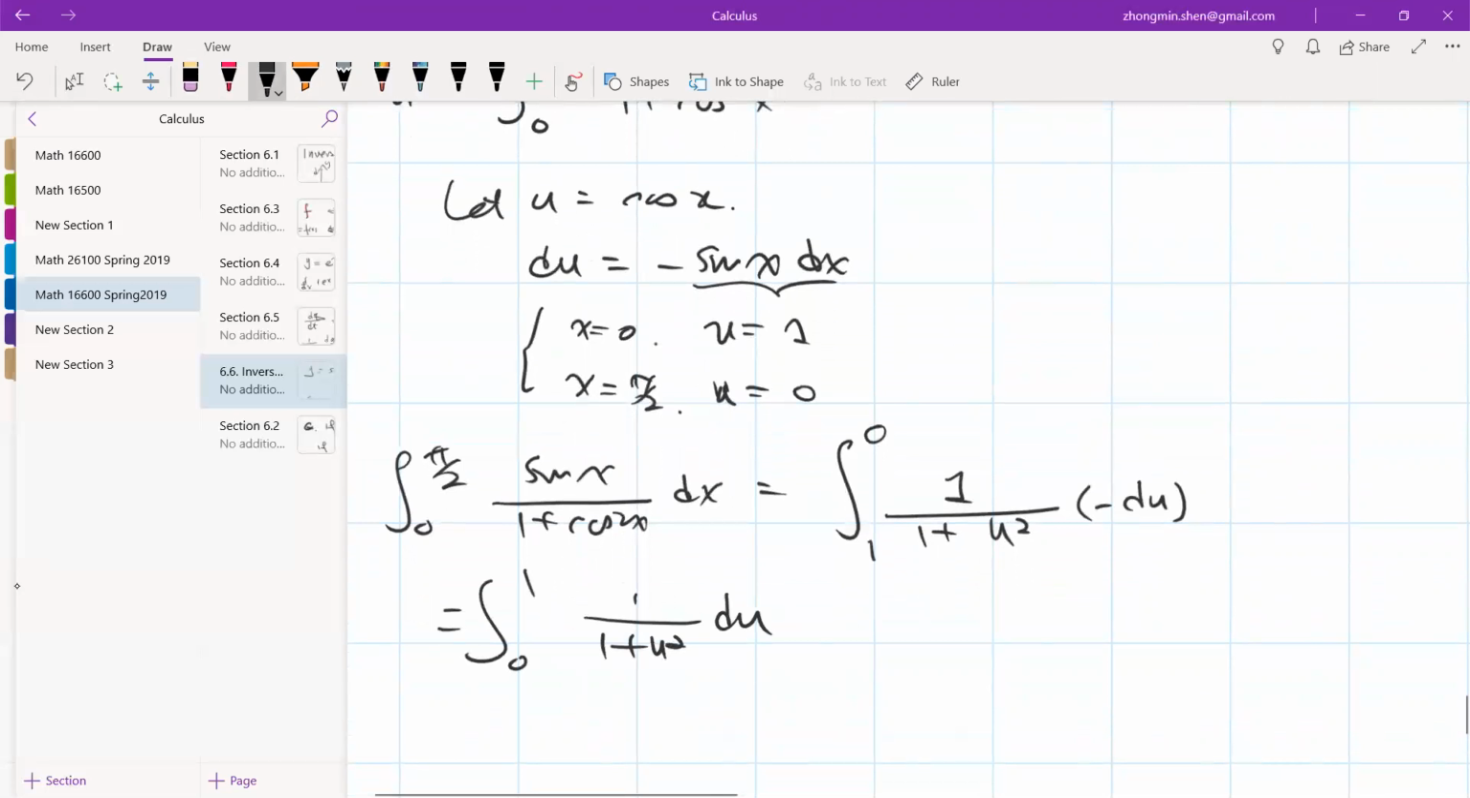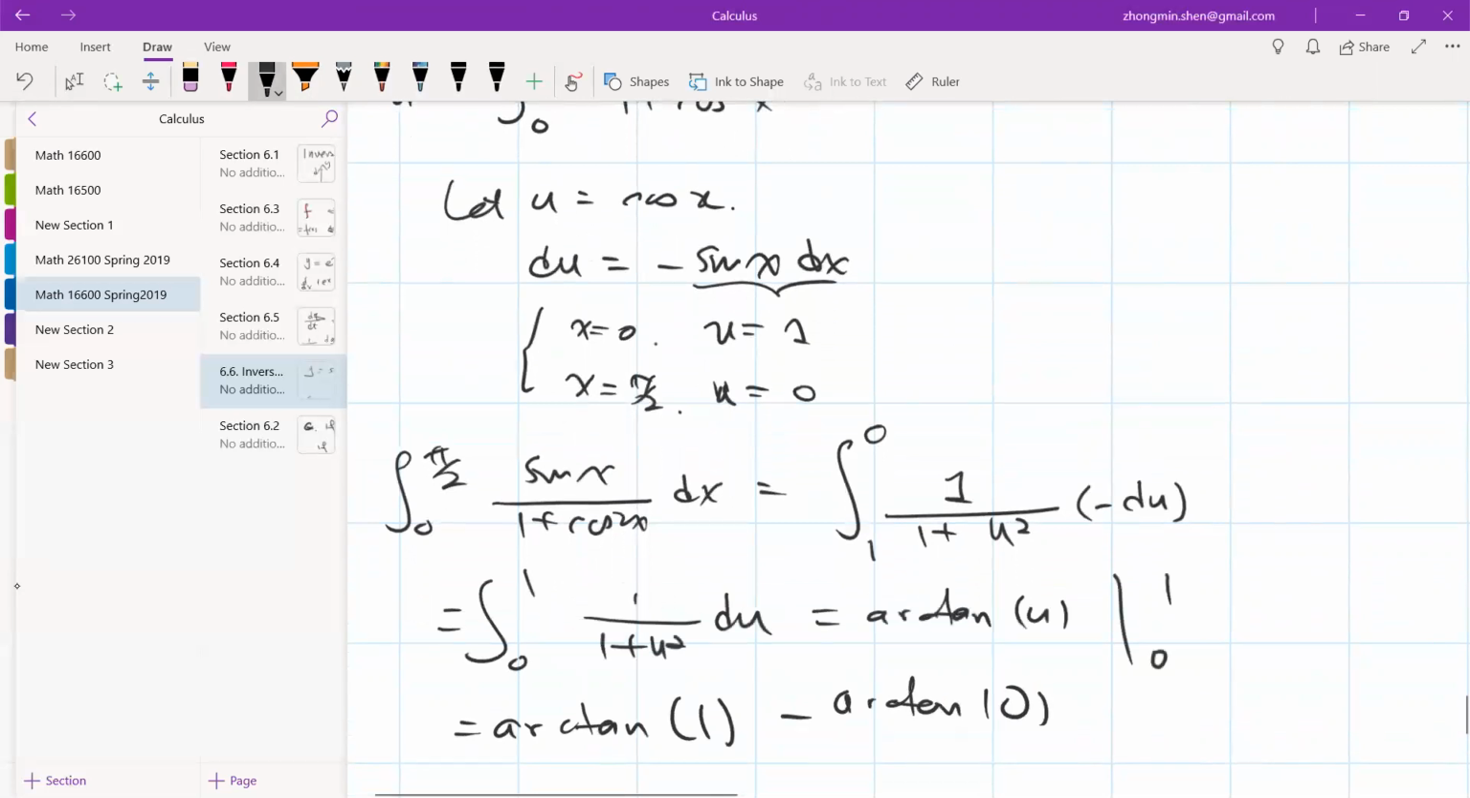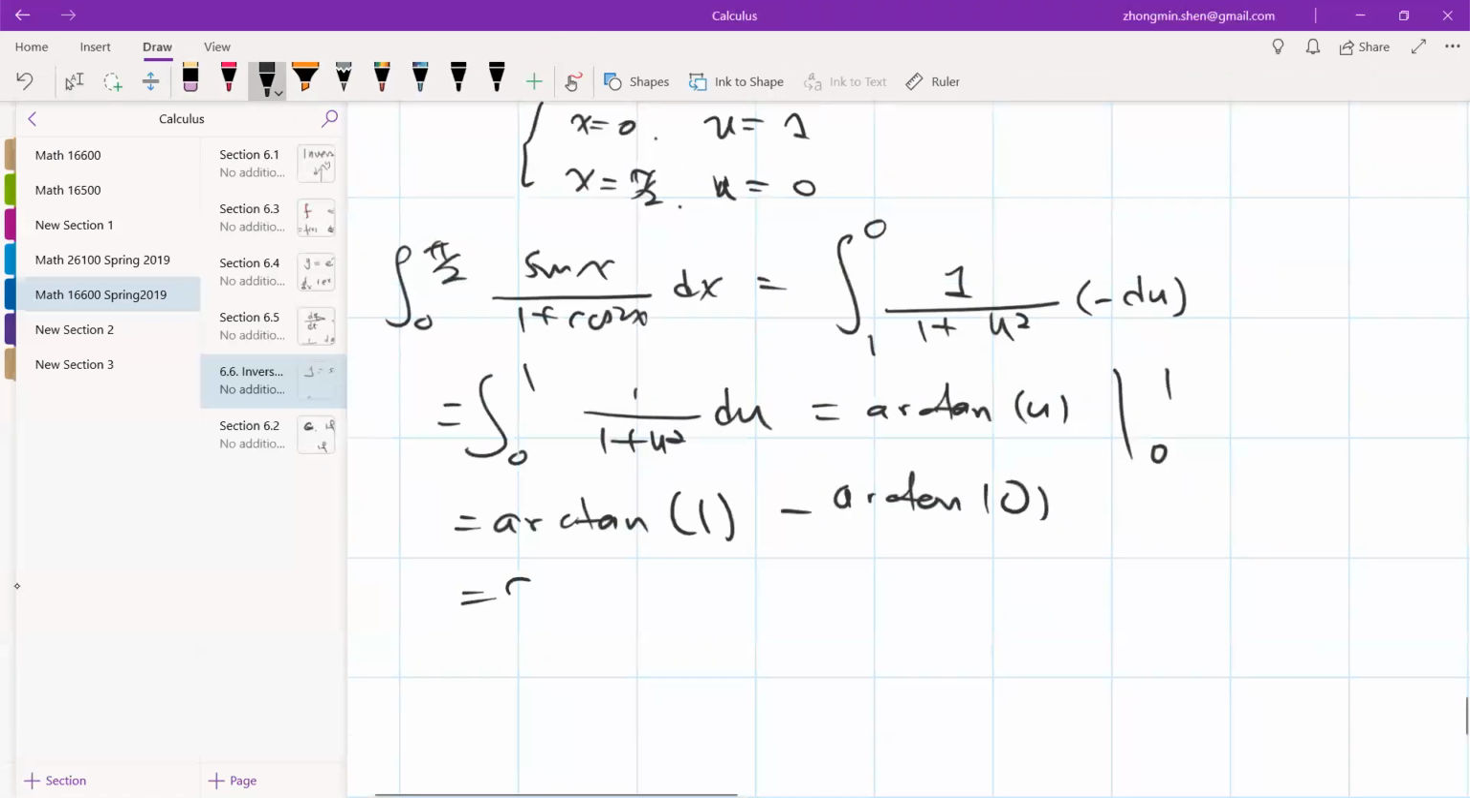So now the antiderivative is going to be arctangent u. So evaluate at the two endpoints. Arctangent 1, arctangent 0. Arctangent 0 is 0. Arctangent 1 is pi over 4. You have to be very familiar with the values, because tangent of pi over 4 is 1. That's why arctangent 1 is going to be pi over 4.